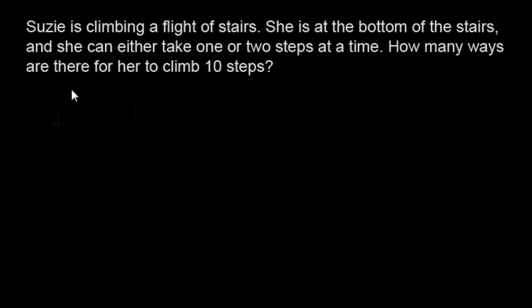Just to understand what this problem is asking, you have a flight of stairs. She's at the bottom of the stairs, and she can either take 1 step or 2 steps at a time. So consider when there's only 1 step. Well, obviously you can only take 1 step. Let's let F1 be the number of ways she can climb 1 stair, which is 1.